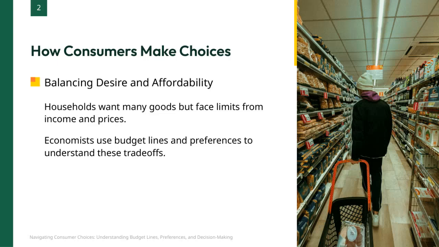Let's get started. When households go shopping, they often want to buy many different goods, but their choices are limited by their income and the prices of those goods. To help explain how people decide what to buy, economists use concepts called budget lines and preferences. The budget line shows all the possible combinations of goods a consumer can afford, while preferences reflect what they like best. Together, these ideas help us understand how consumers balance their desires with what they can actually afford. This balancing act is at the heart of how consumers make their choices.